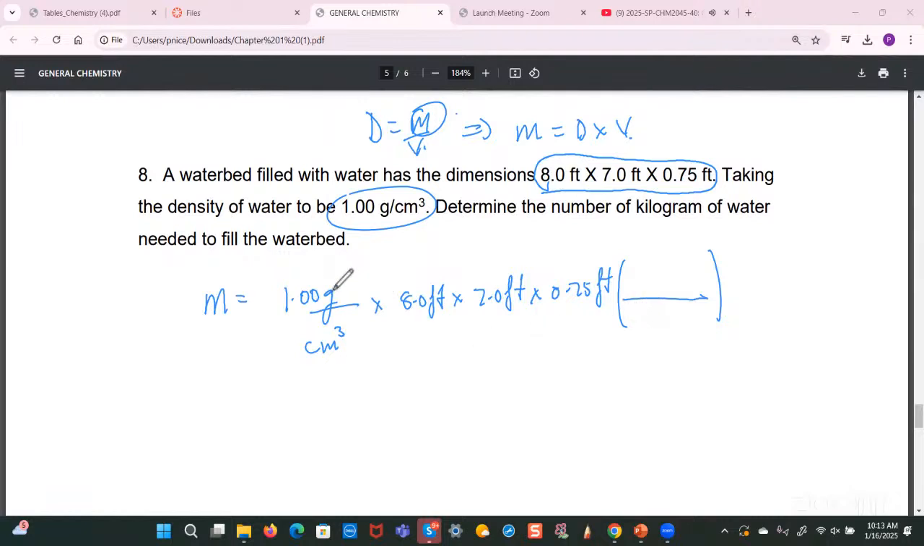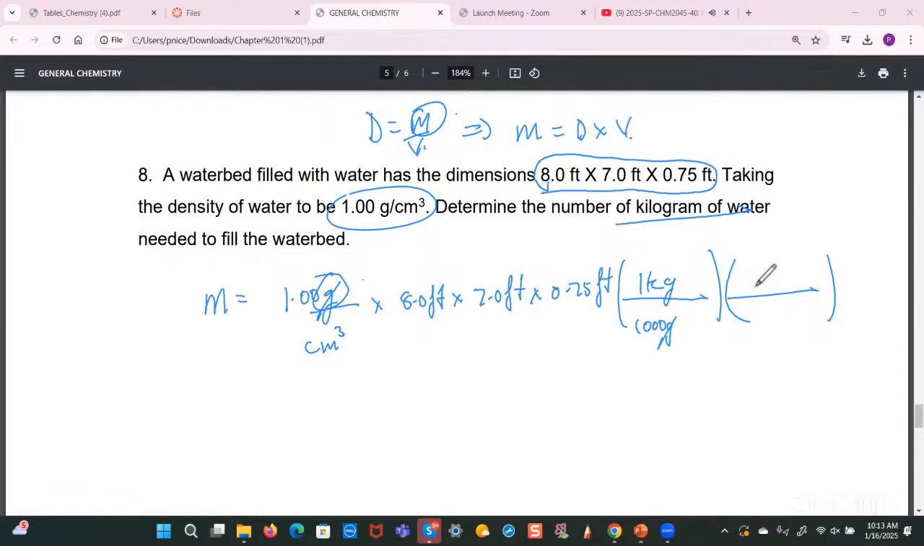But before we do that, we also need to convert the grams to kilograms, because the question is asking for the mass of water ultimately in kilograms. So what I'm going to do first is convert grams to kilograms, with 1 kilogram above, as enumerated in this conversion factor, and 1,000 grams below, so that this gram unit will cancel out with that gram unit. Then we worry about converting from feet to centimeters. We know that feet can be converted to inches.